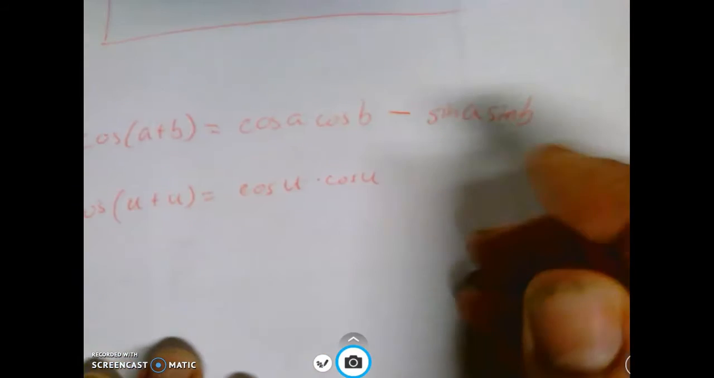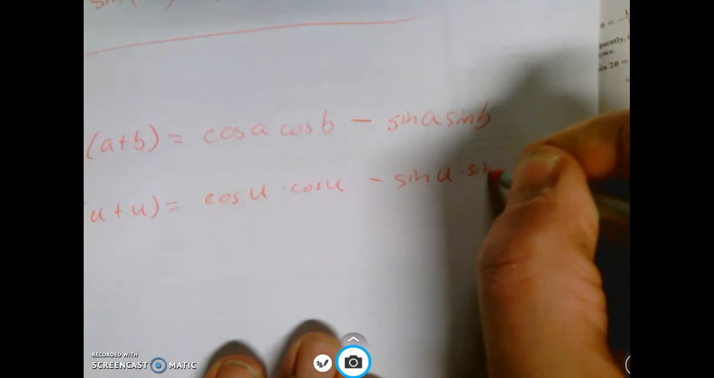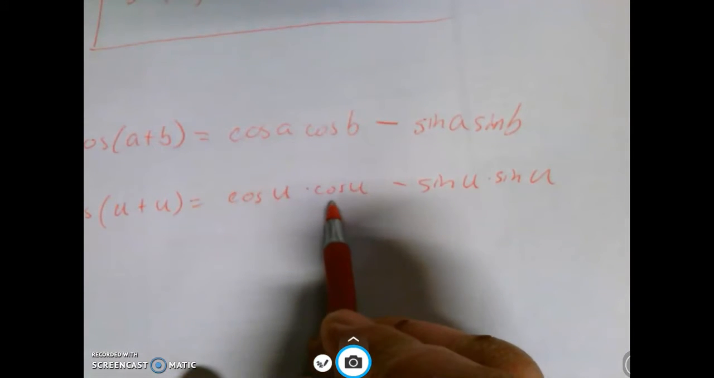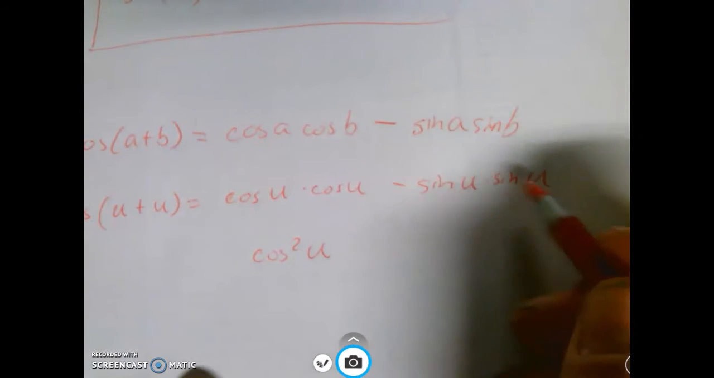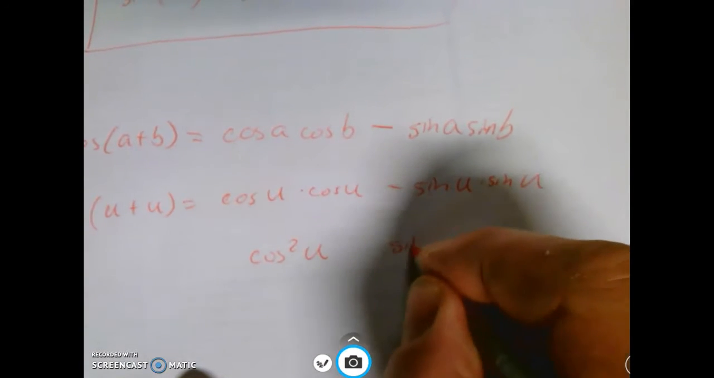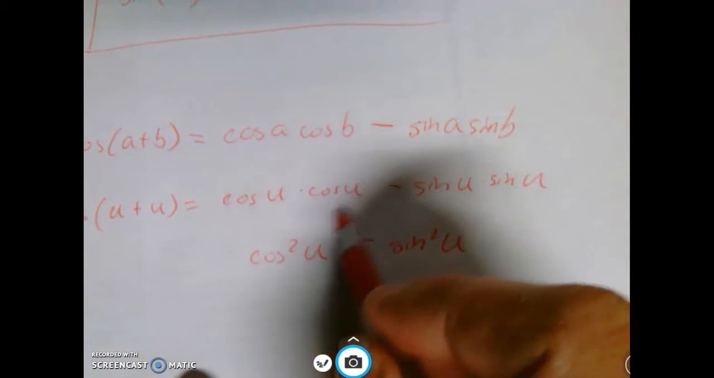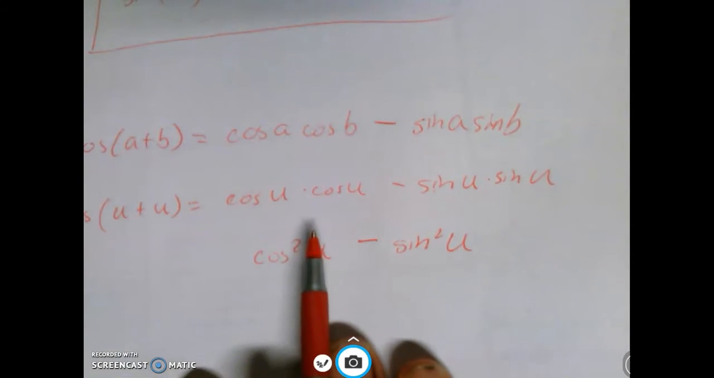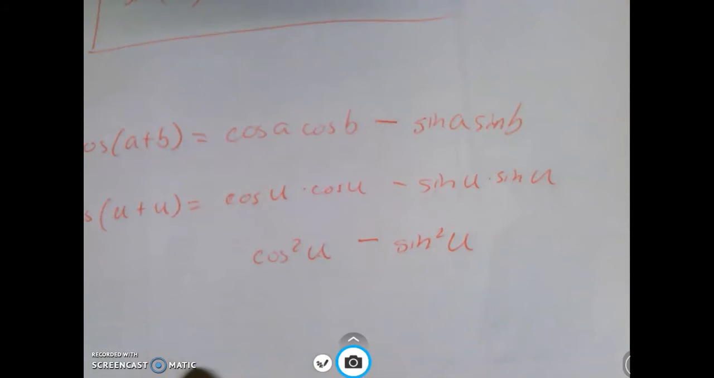Then this would be cosine u cosine u minus sine u sine u. All right, cosine times cosine is cosine squared. Sine times sine is sine squared. And it's kind of weird because you're like, what about the u? Why isn't it u squared? We don't write it that way because you're doing cosine of an angle, u. And the u's are not being multiplied. The cosine operation is being multiplied.